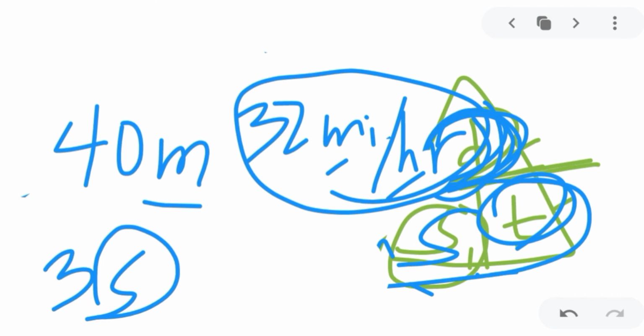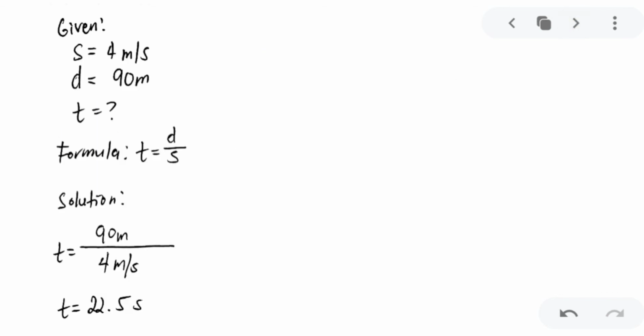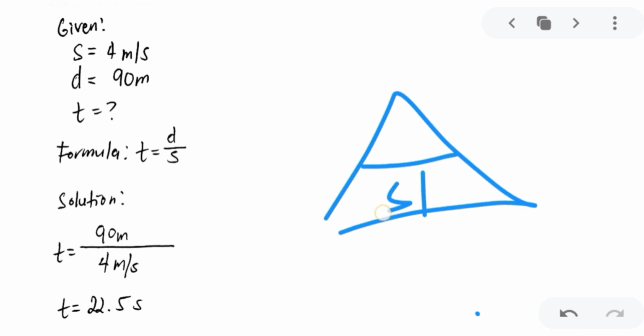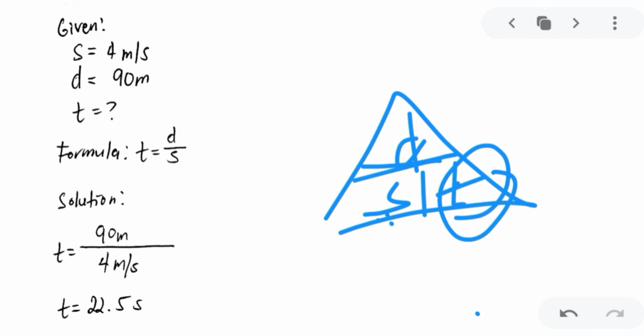Okay, so let us have some sample problems based on the given values. I have here the values of speed and distance. The speed is 4 meters per second. The distance is 90 meters. And therefore, we are looking for the time. The formula here is time is equal to distance over the speed. We have again the triangular formula here: the speed, the distance, and time. And we are looking for the time. Therefore, takpan mo lang. Then time is equivalent to distance over the speed.